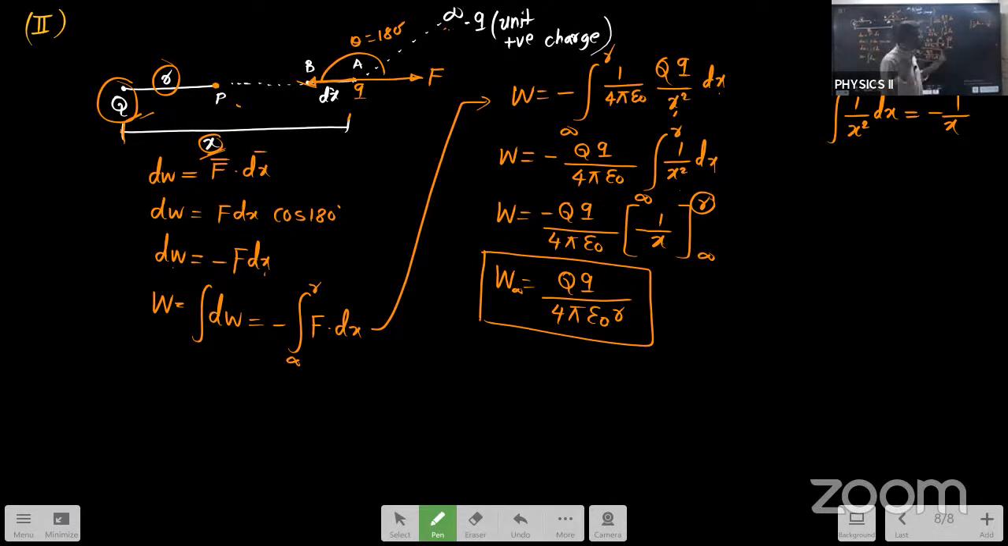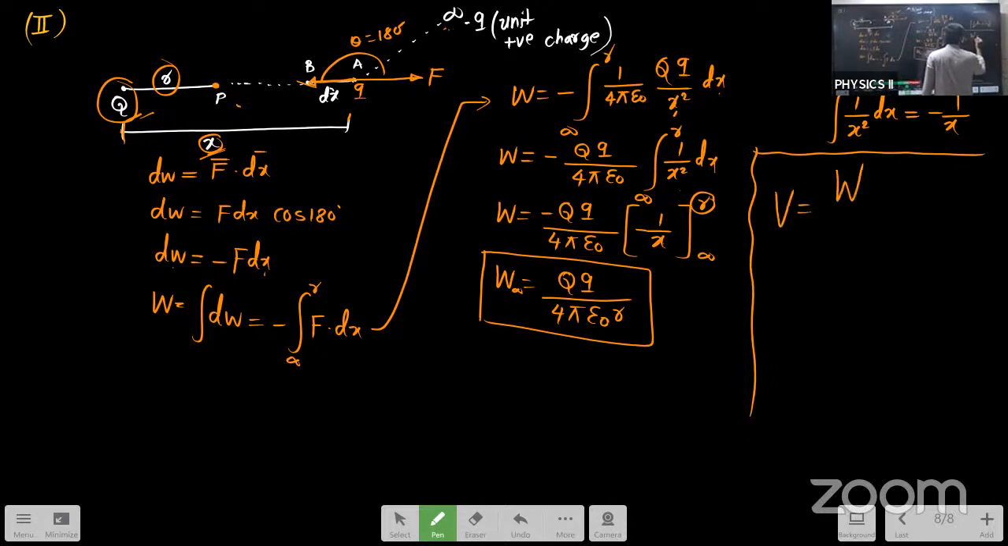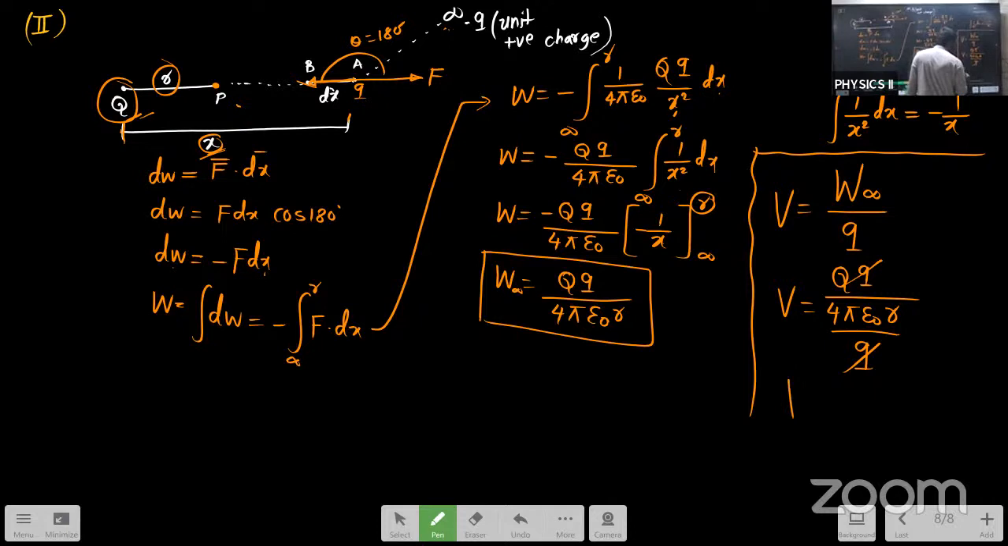Infinite distance. Now we know the formula for electric potential. What is the formula for electric potential? V is equal to the amount of work done in bringing a unit positive charge from infinite distance. If I substitute this value here, what is the answer I will be getting? V is equal to QQ divided by 4 pi epsilon naught R, divided by what? Q. So this Q and this Q will get cancelled. Finally, I am getting again the same answer: electric potential due to point charge is Q divided by 4 pi epsilon naught R.